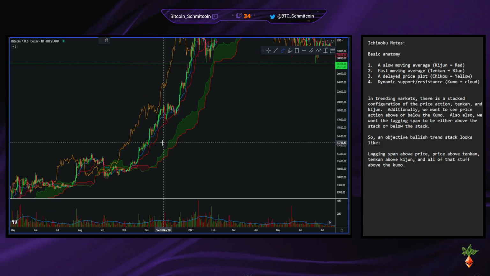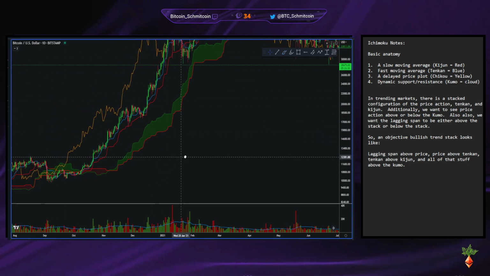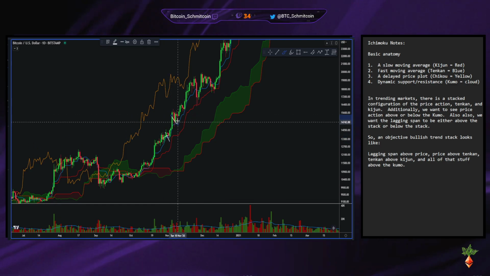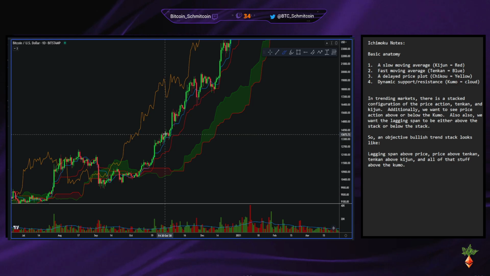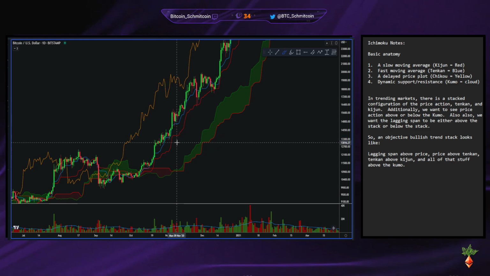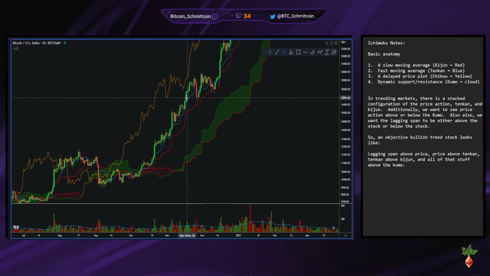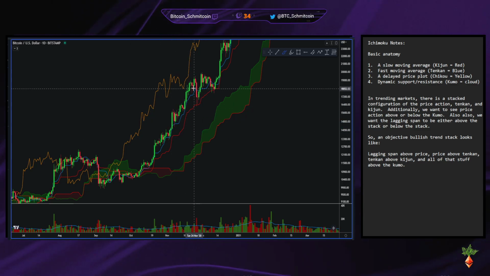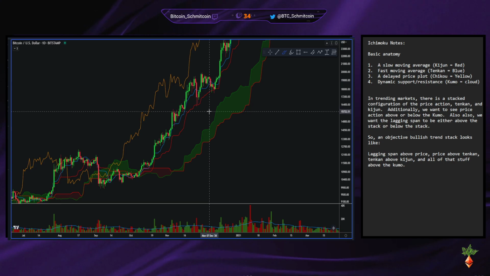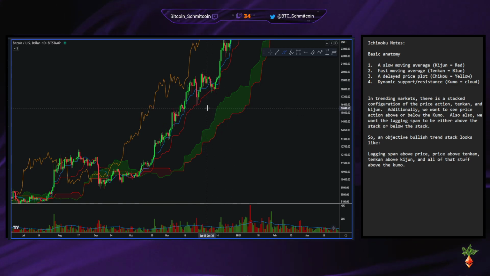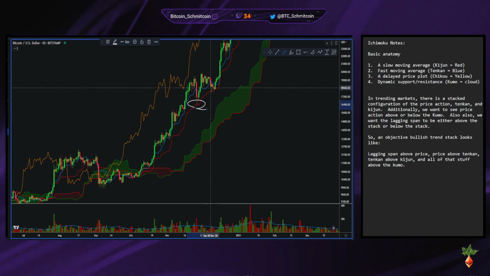You will see these occasional taps of the Tenkan. And every time it's like a question and answer. It's like, are we still trending strongly? And it's like, close above, cool. Close above, cool. It's when it closes below that you say, okay, well, where are we mean reverting to? And then we would target the Kijun.